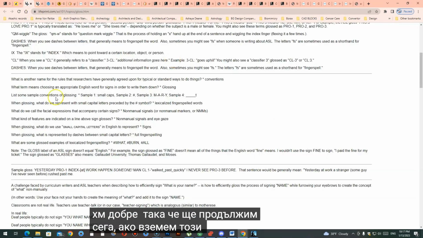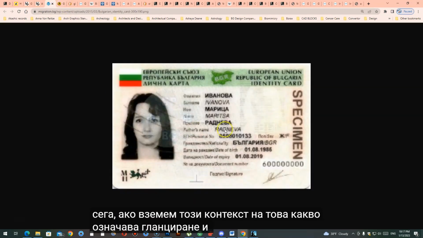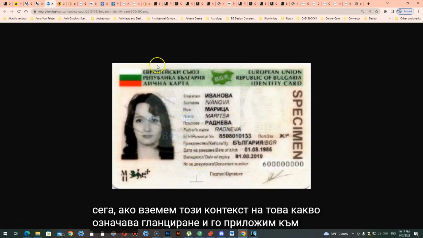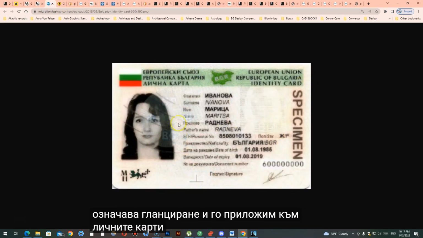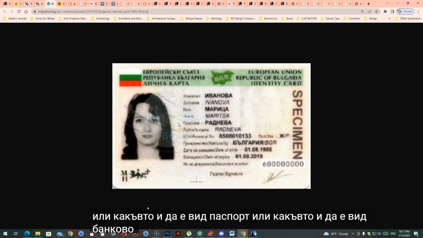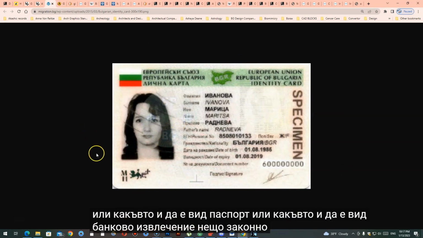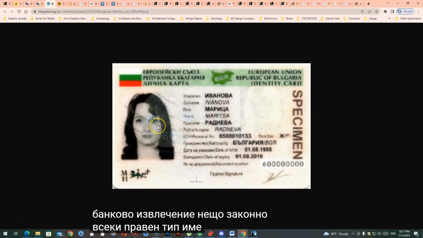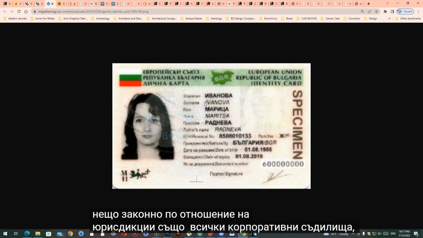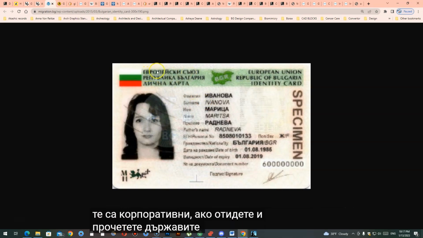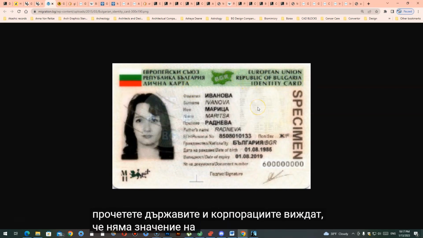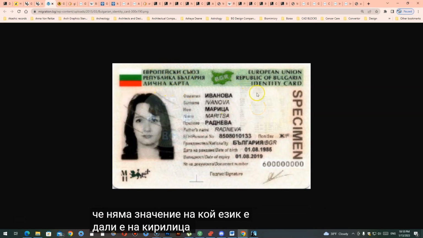Now, if we take this context of what glossing means, and we apply it to the identity cards, or any type of passport, or any type of banking statement, anything legal, any legal type of name, anything legal in terms of jurisdictions as well, all the corporate courts, because they are corporate. If you go and read the countries and the corporations, it doesn't matter which language it's in, whether it's in Cyrillic or in apparent English. This is sign as well. Your name is signed. You are signing.